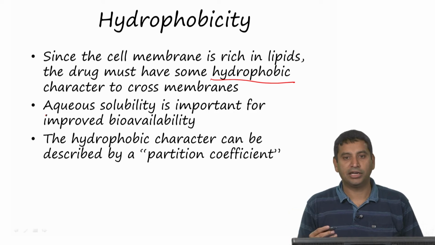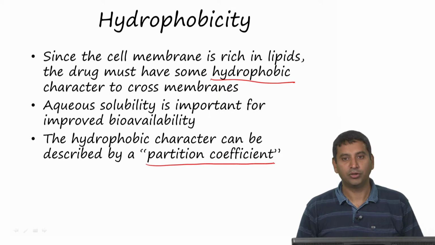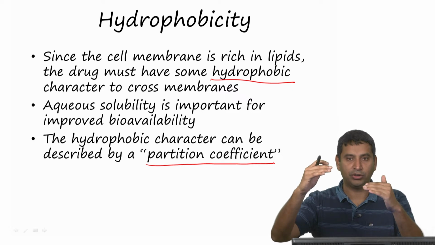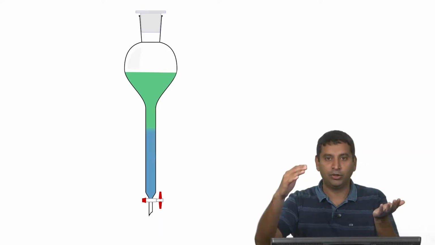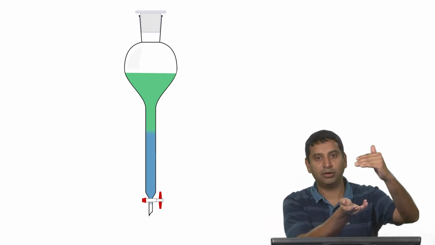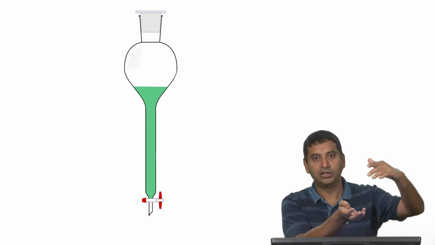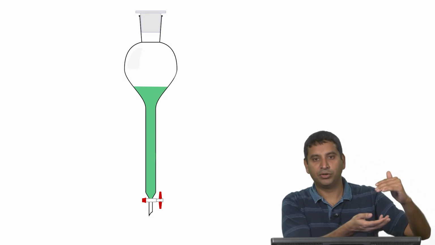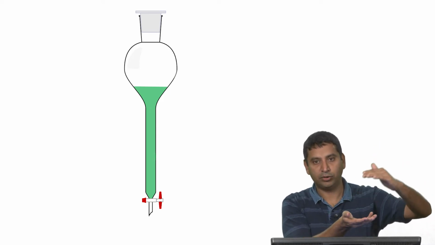So, the hydrophobic character of a molecule can be determined by what is known as a partition coefficient. Partition coefficient is nothing but the level to which a particular drug molecule partitions in two different solvents. So, during synthesis, for example, aqueous soluble impurities can be washed off using a separatory funnel, which many of you may have used. Similarly, what we are going to do is determine the partition between octanol and aqueous solution.